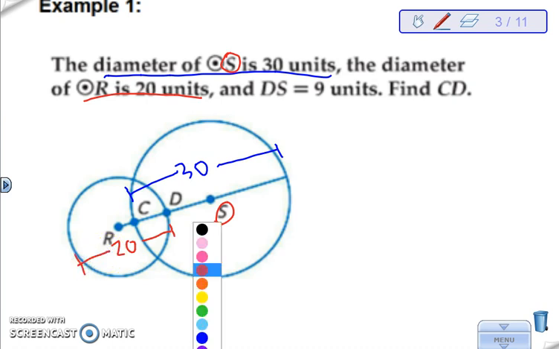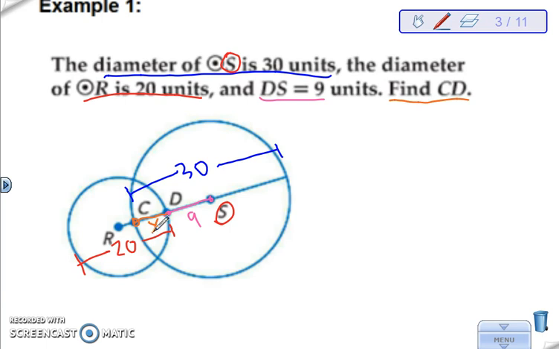And then they tell us that DS equals 9. So if I notice point D right here, point S right here, that's going to be 9 units. And finally, they ask us to find CD. So I notice, again, point C is here, point D is here, so I am looking for this.